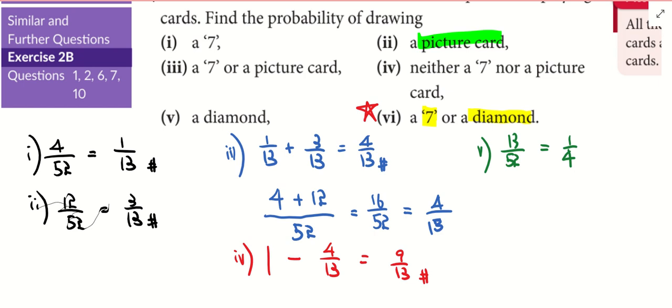Take a look at my first method first. How many 7s are there? 4. How many diamonds are there? 13. But the 7 can be a diamond as well. Am I right? So I cannot simply add them together. After I add them together, I need to minus 1. You agree? Because you are repeating it twice. So in this case, whether it's a 7 or a diamond, there are only 16 outcomes. So I can do 16 over 52. And then after that, reduce to lowest term, I will get 4 over 13. Alright? To me, this is the easier method.